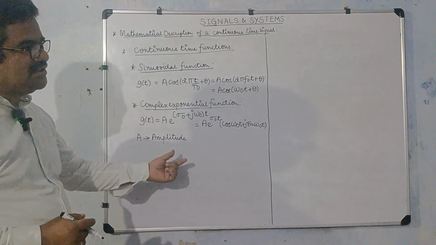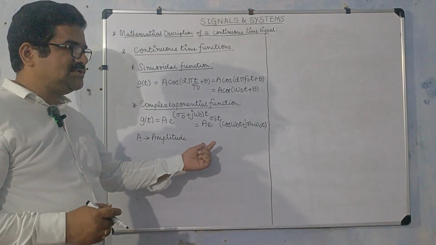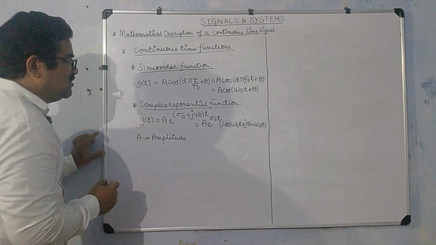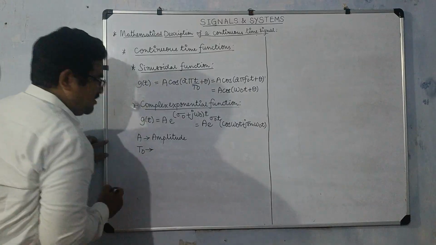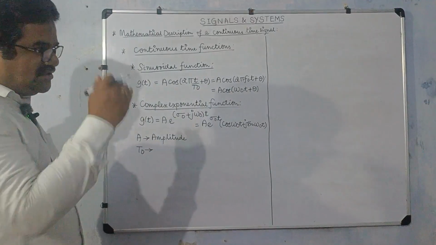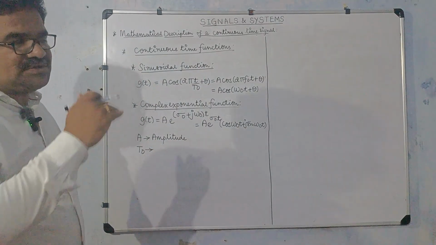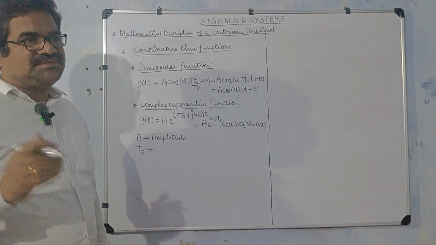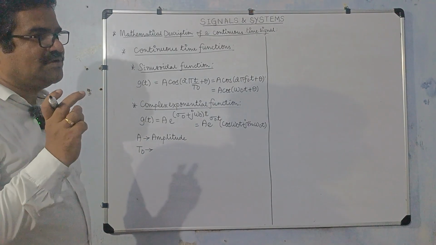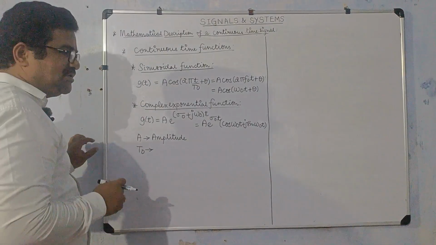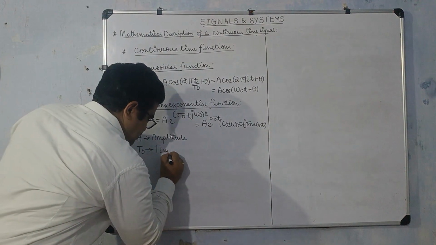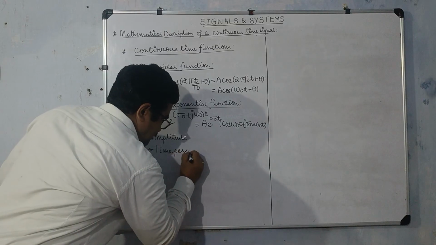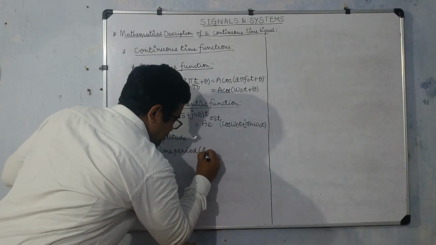If it is a voltage signal, the amplitude unit may be volts and so on. Now the T naught is the time period because it is a sinusoidal function. The sinusoidal function is periodic. It keeps on repeating after some time. So after how much time it is repeating, that is the time period. So time period is having the unit of time, that is seconds.